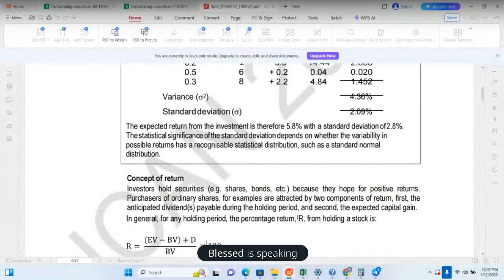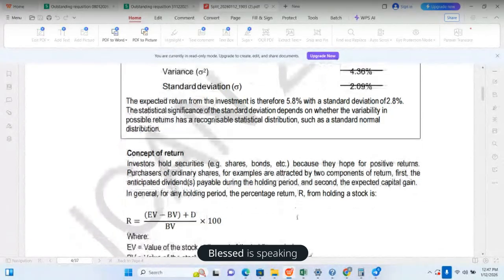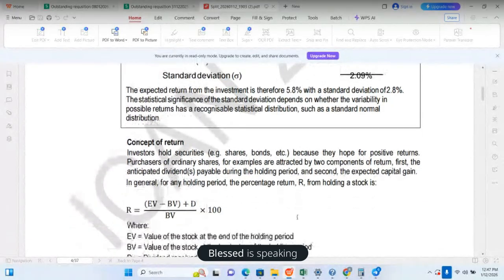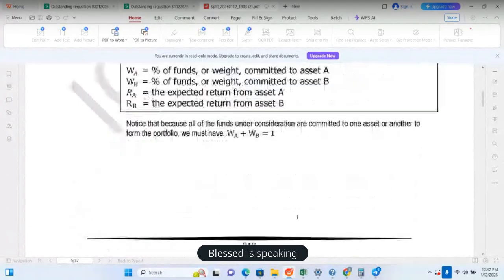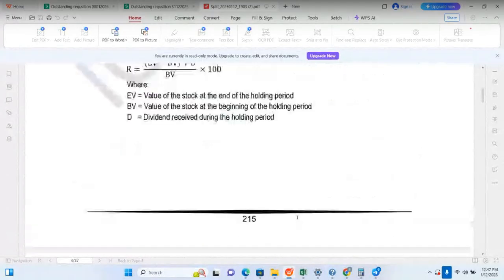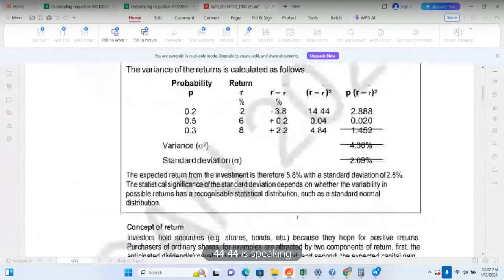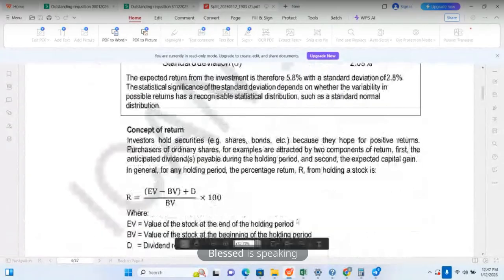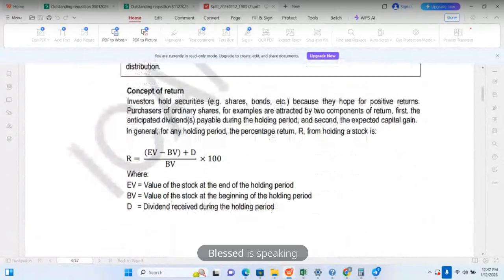So if you want to calculate the return now, we use this formula which says R is equal to open brackets EV minus BV plus D all over BV, where our EV is the value of the stock at the end of the holding period.